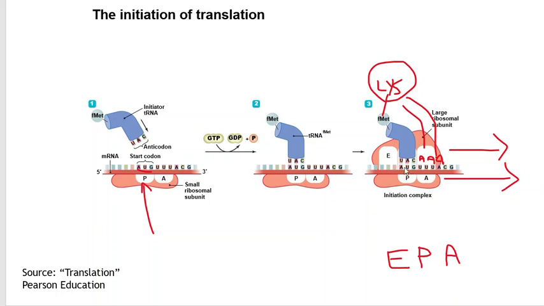As soon as this gets bonded, this AUG is actually going to be moved to the E site, and the E stands for exit. As soon as it hits there, that tRNA is going to let go, and then it's going to go off and find another amino acid. And then the new one is going to come into the A site, which would be the ACG.